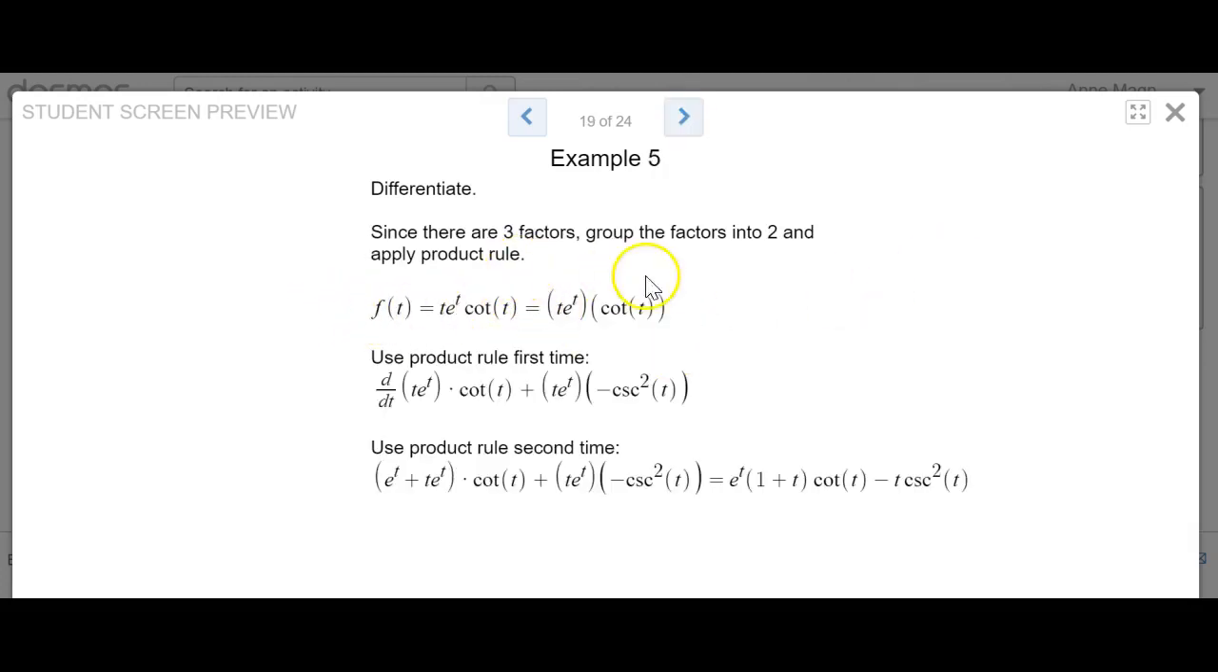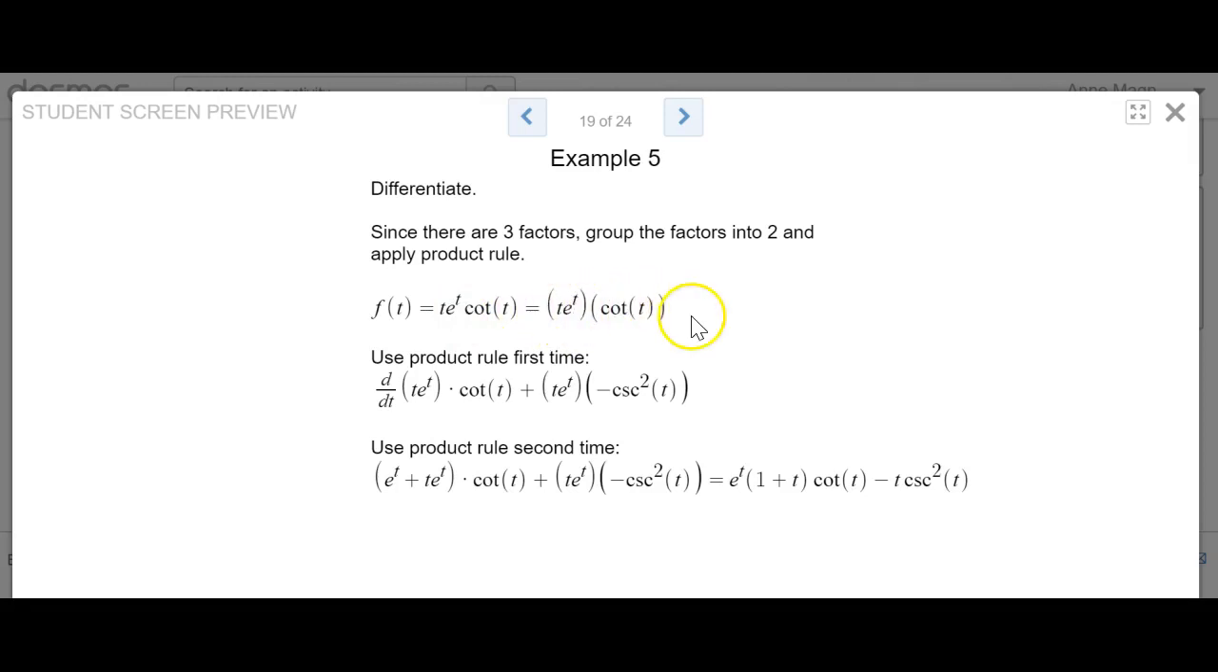Here's another example. We're going to need to use the product rule, and we have three factors, t, e to the t, and cotangent t. So we'll group two of them together and treat those as one factor, and then we'll have to apply the product rule again.